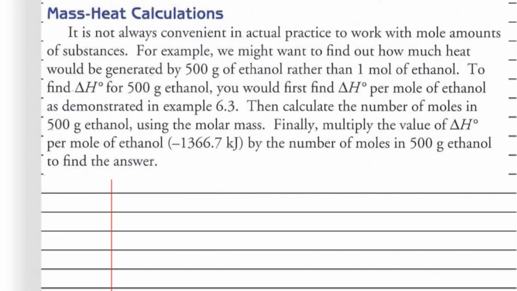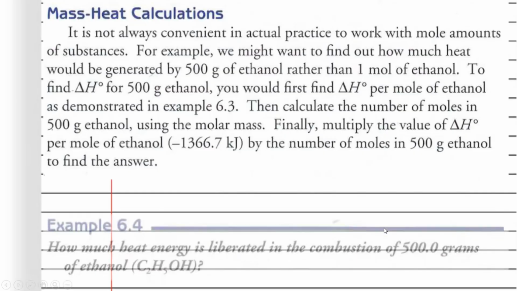To find the change in enthalpy for 500 grams of ethanol, you would first find the delta H per mole of ethanol as demonstrated in example 6.3, which we just did. But then we would calculate the number of moles in 500 grams of ethanol using the molar mass. And then we would multiply the change in enthalpy per mole of ethanol, the number we just solved, negative 1,366.7 kilojoules, by the number of moles in 500 grams of ethanol to find the answer.